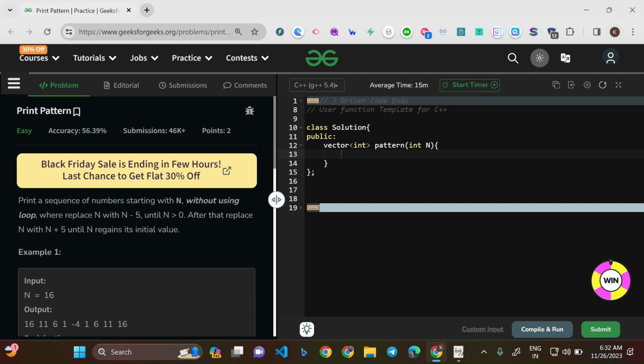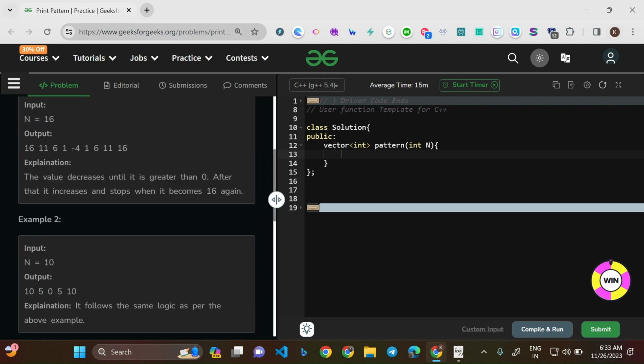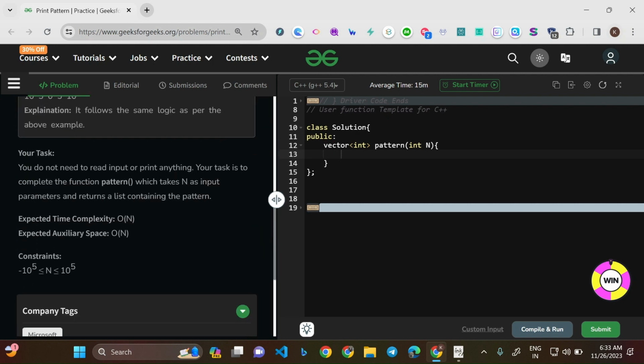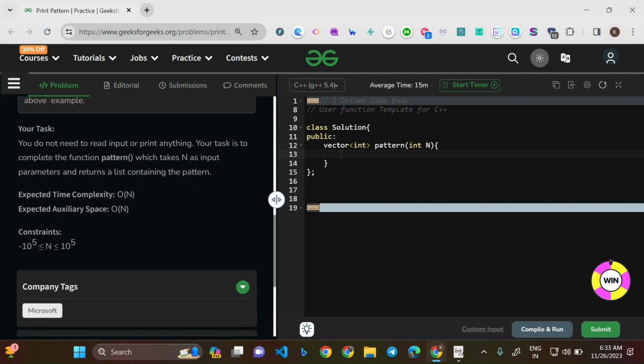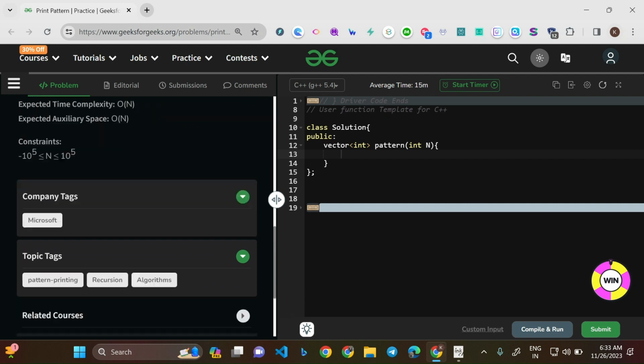Great. So n with n minus y until n is greater than 0. That means even if n equals 0 or is less than 0, you must stop. Okay. And then you add plus 5 and go until its initial value is reached. So these are some of the examples. We'll go through them. The expected time complexity is O of n and space complexity is O of n because we are using recursion stack space. So in the worst case, we need O of n, and time complexity as well. And the constraint is n goes up to 10 to the power 5.